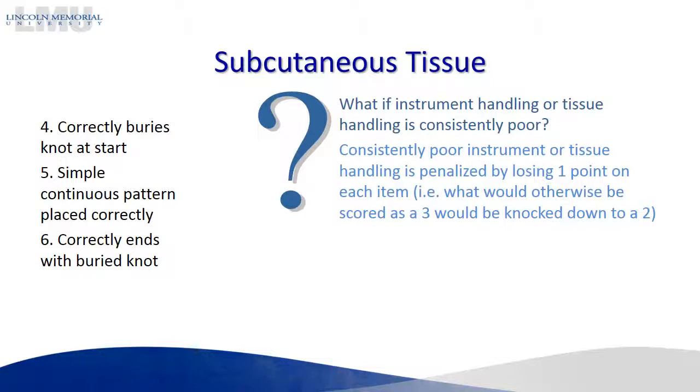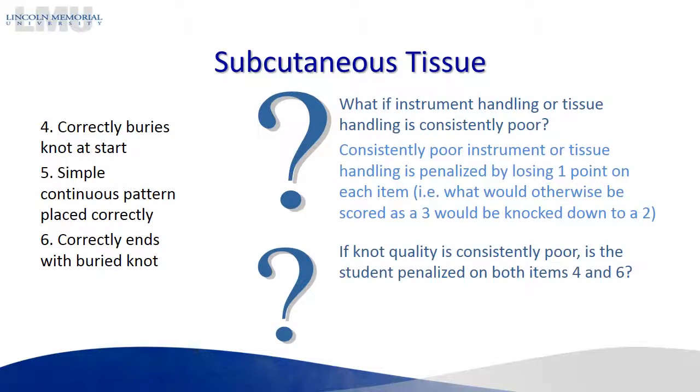So some questions that may arise as we're going and scoring subcutaneous tissue is, again, what if that instrument handling or tissue handling is consistently poor? This is a student whose thumb is perpetually falling through the ring of the needle drivers, or who has palmed their thumb forceps consistently, or a student who is just really yanking on the tissue. And so we're going to penalize consistently poor instrument or tissue handling, again, like with the body wall layer, by decreasing 1 point on each item.